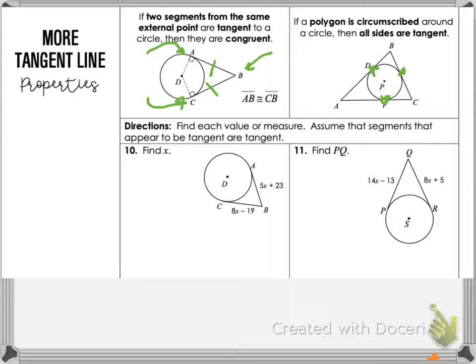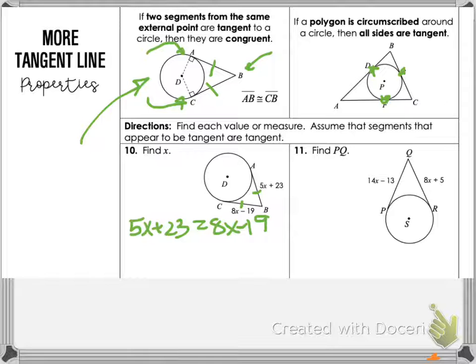So looking at this drawing, it looks like AB and CB are tangent. If they're tangent, then we can make use of this property, and that would mean that these two segments are congruent. So if those segments are congruent, they have equal measures. So we can say 5x plus 23 equals 8x minus 19, and calculate that for x.